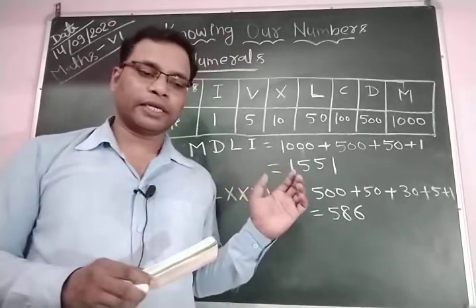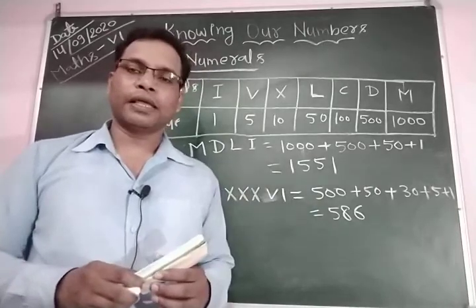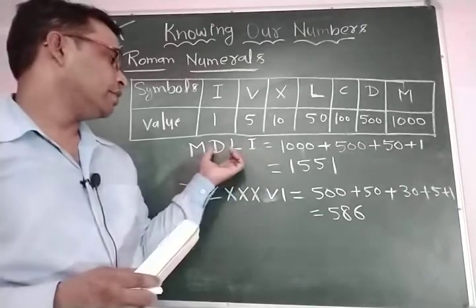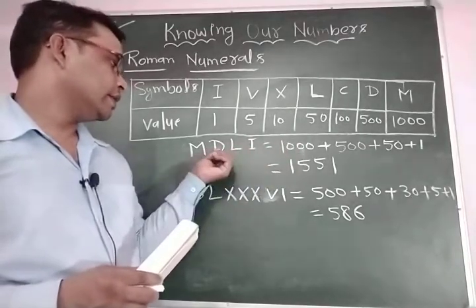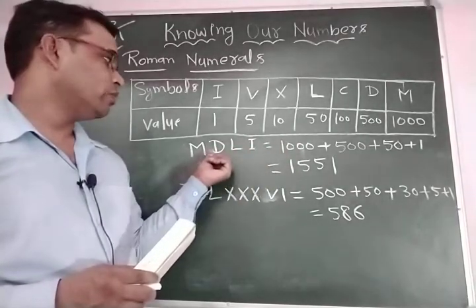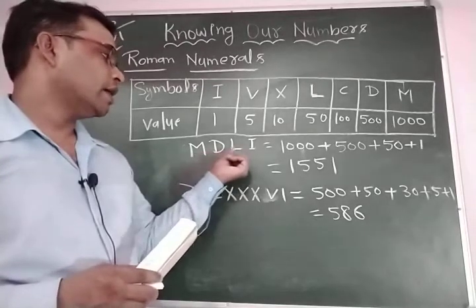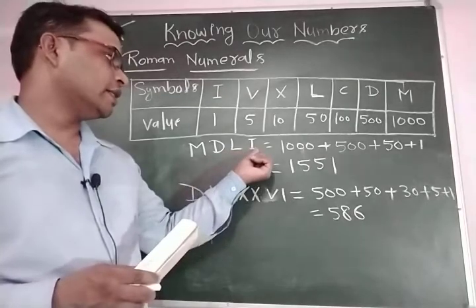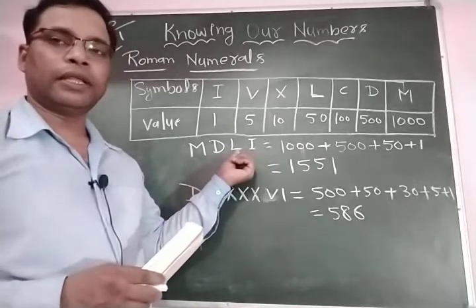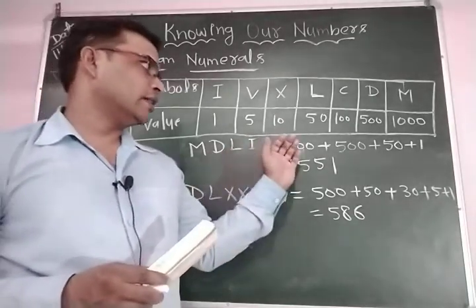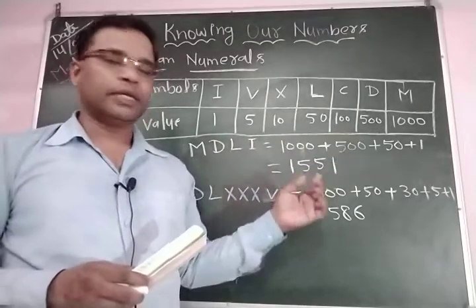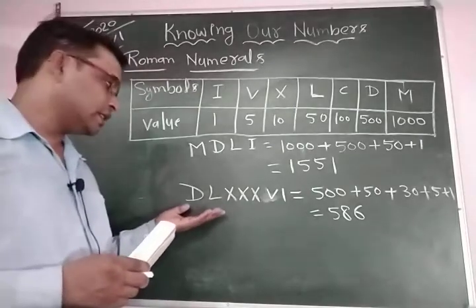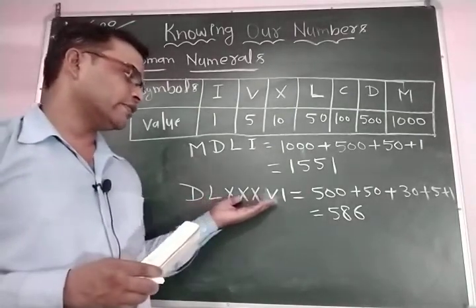We want to take here and discuss MDLI. Here you can see the value of M is 1000, and D is smaller than M. The value of D is smaller than the value of M. Also the value of L is smaller than the value of D, and I is also smaller than the symbol L. So you write the value of all symbols and add them, then you obtain 1551.